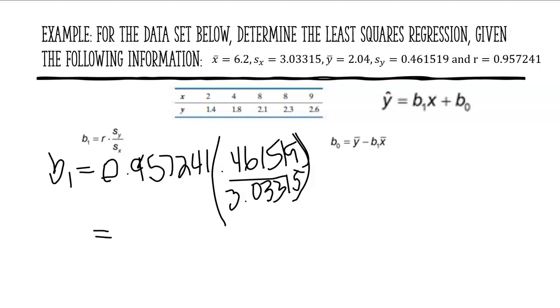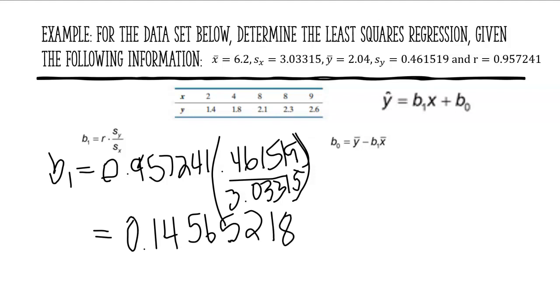And if you calculate all of that, you end up getting 0.14565218. So when you calculate it, you just do the 0.957241 times 0.461519 divided by 3.03315. And that is what you get for B1.